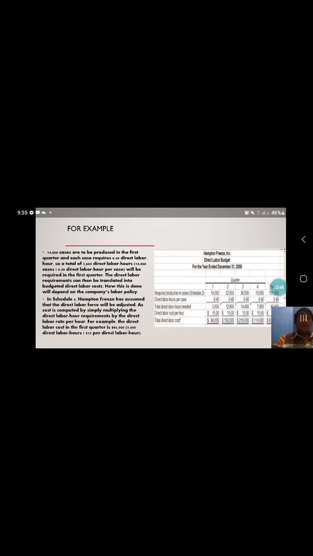Next, for example, Hampton Press direct labor budget for the year ended December 31, 2008. 14,000 cases are to be produced in the first quarter, and each case requires 0.40 direct labor hour. So a total of 5,600 direct labor hours for 14,000 cases.